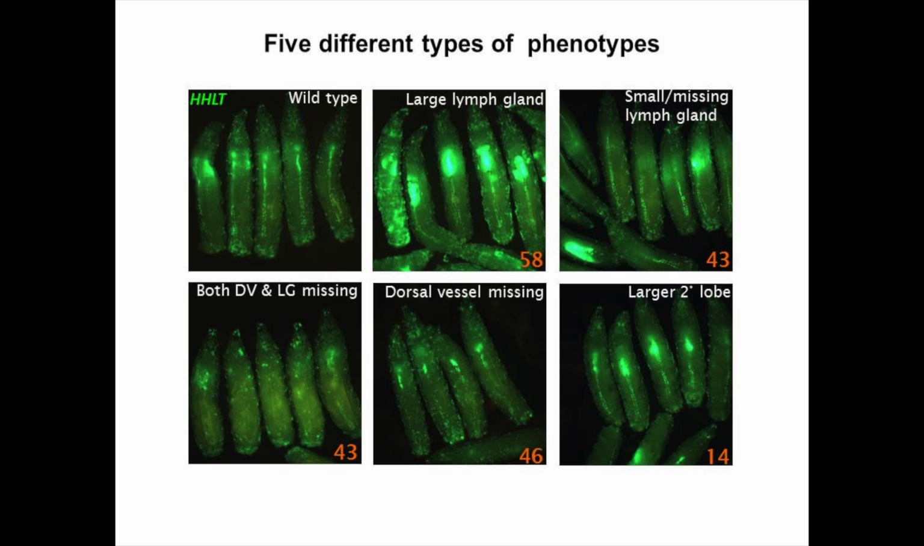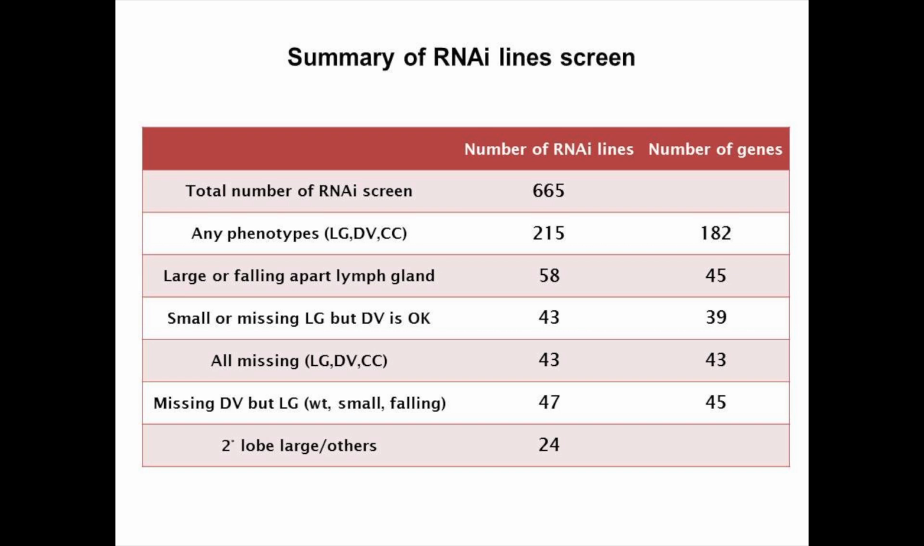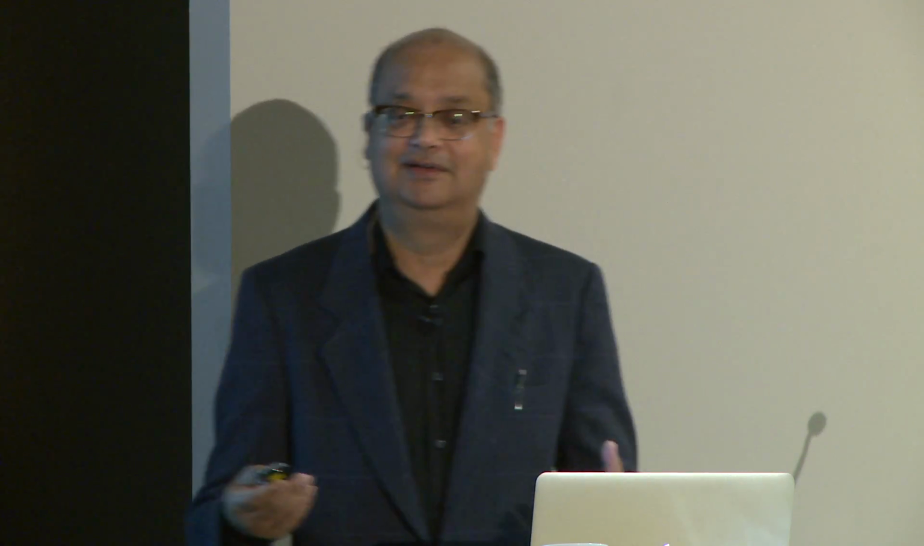Now, why am I showing this? 665 of those 5,000 lines that have been tested were considered positives by the students. Now, when my postdoc repeats it, 215 are real. So please do not go and start sending papers out with raw data that you get from the classes. Get them validated.